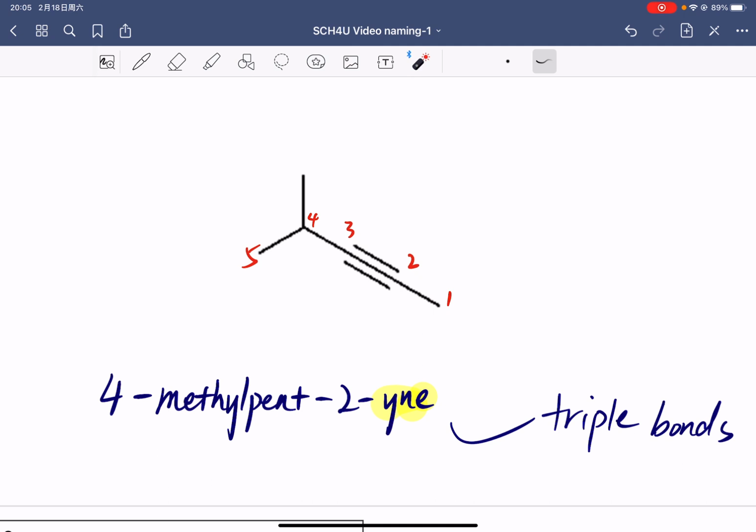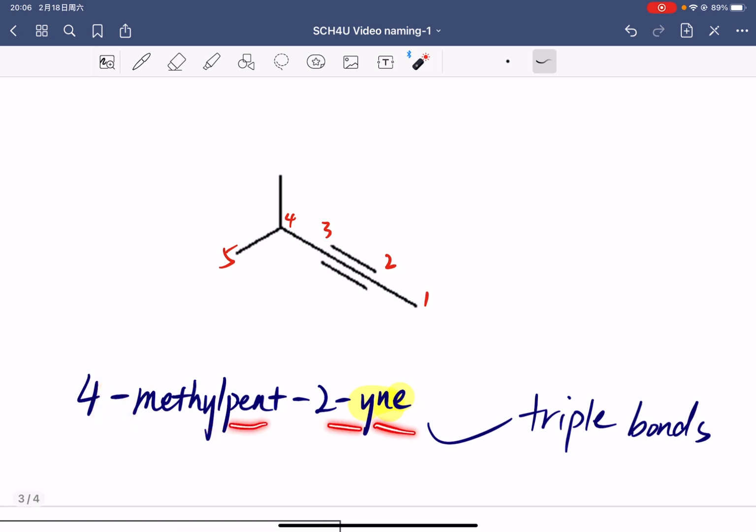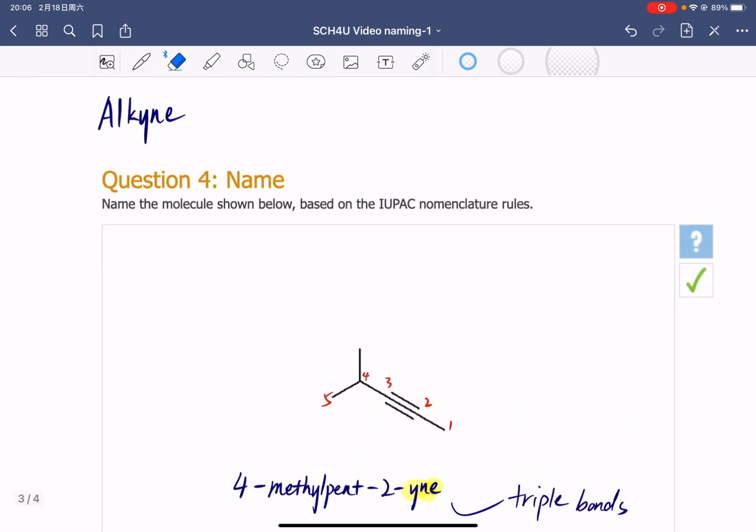Okay, so now we figured out the main chain and the triple bond. So we have to find out the side chain. It's here, this one. And we can clearly see that it is a methyl group because it only has 1 carbon. It's on the 4th carbon, so it will be 4-methylpent-2-yne. The pent is the 5 carbons of the main chain, 2 is the triple bond on the second carbon, and yne is the triple bond. So that's how we name this alkyne.